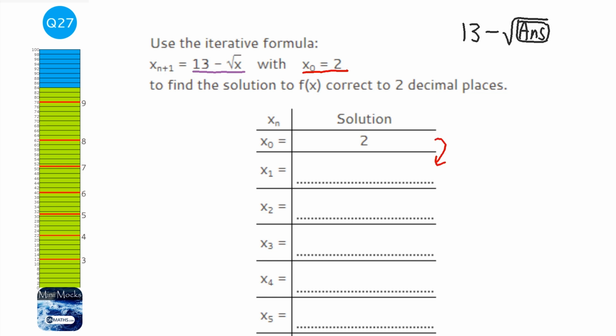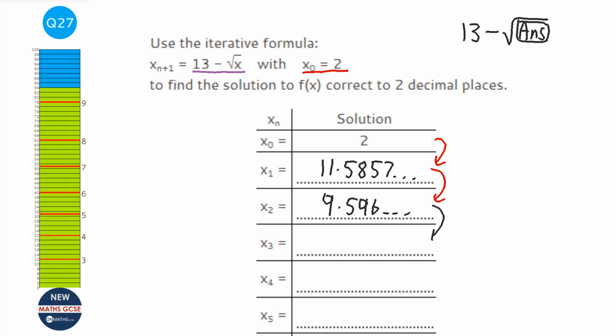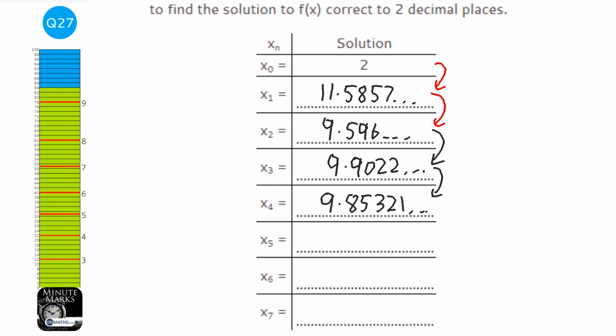So you might need to press S to D to make it a decimal. So we write down the answer, 11.5857 and so on. But the clever bit is, if you press equals again, it will give you the next answer. So this time 9.596 and so on. And just keep pressing equals. 9.9022. Equals again. 9.85321. Equals again. 9.86, it's getting close, you can see. Equals again.